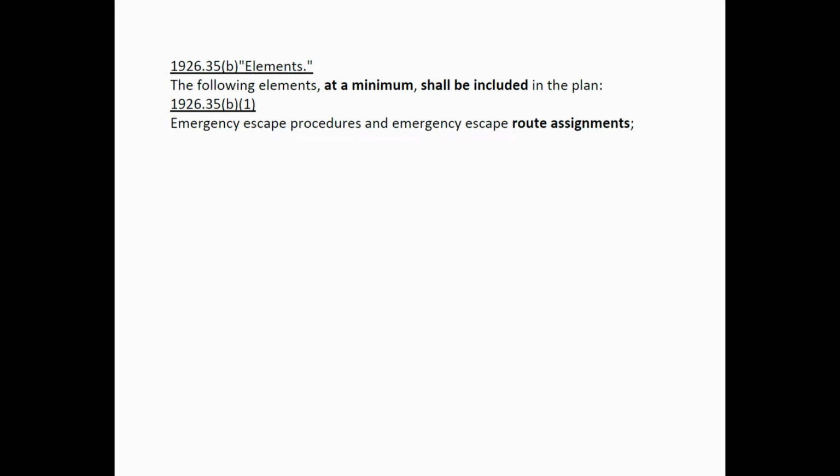(b)(1) Emergency escape procedures and emergency escape route assignments. Let's take a look at a couple of emergency evacuation maps from other buildings, other companies, other situations. I'm not saying that these are all bad, but there are some issues with them. This first one, does this look logical to you? Can you tell me where you're supposed to escape, how you're supposed to escape?